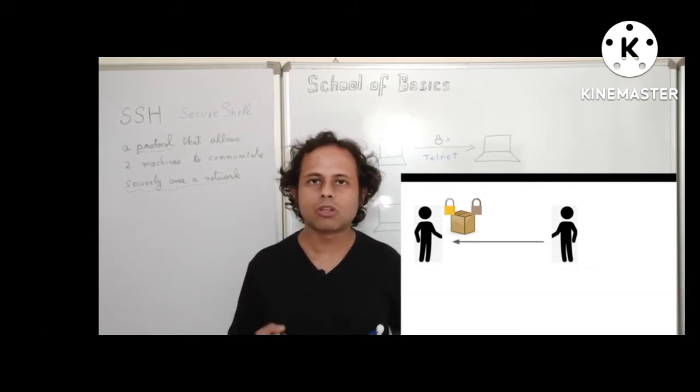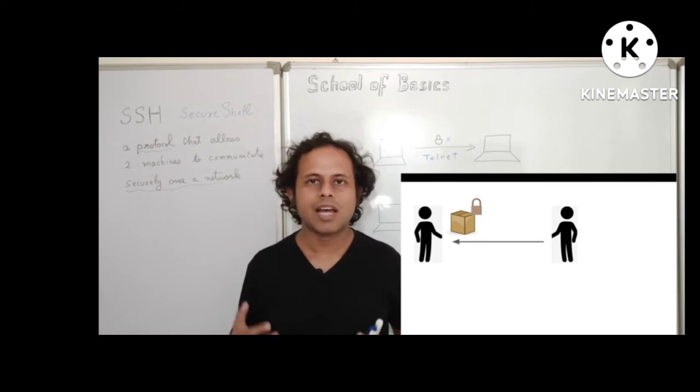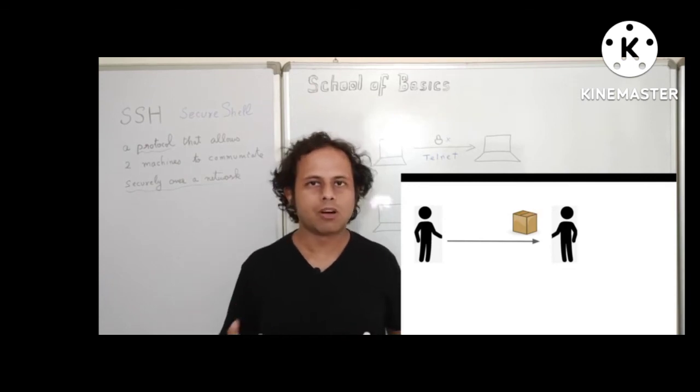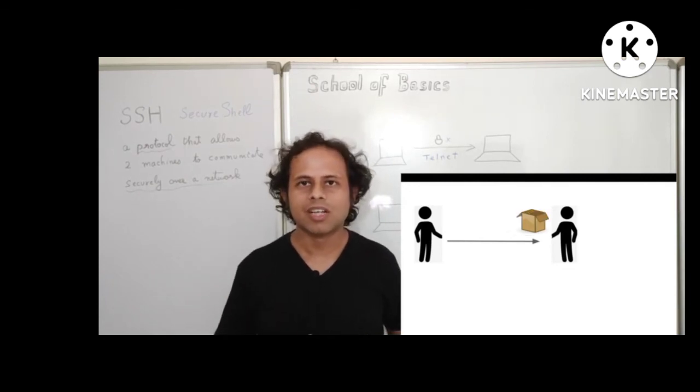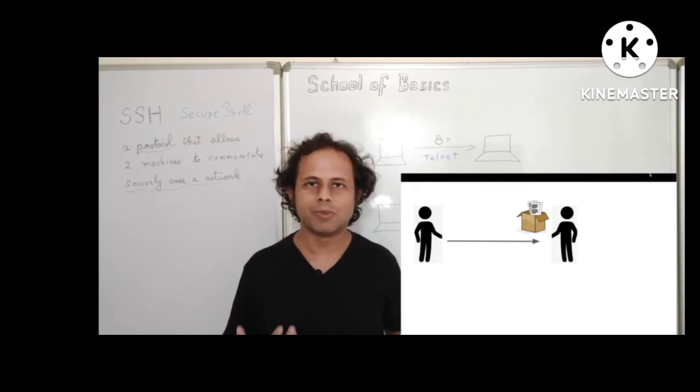Once you receive the box with two locks, you can open your own lock because you have the key, and now the box is left with only a single lock, and you send it again to your friend. Now your friend receives the box and he can open the lock because he has the key to that lock, and this is how information and data can be exchanged in a secure way.